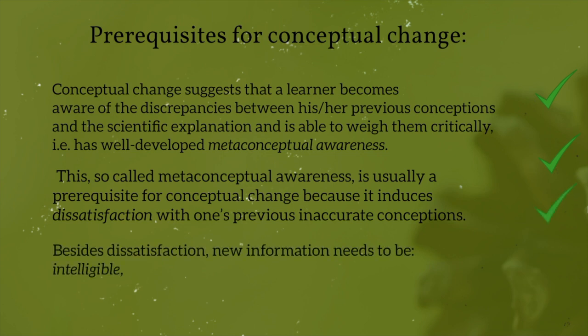In addition, conceptual change suggests new information to be: 1. Intelligible, meaning sufficiently clear, 2. Plausible, meaning reasonably true, and 3. Fruitful, meaning potentially productive. In other words, students must be convinced that the new concept offers them more explanatory power than their existing concept affords. This explains why conceptual change is nearly impossible to achieve without intentional and systematic studying and teaching.